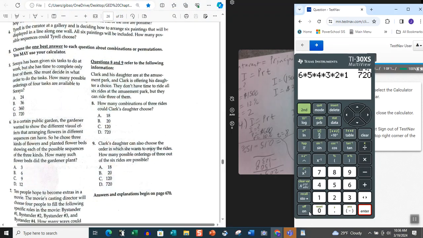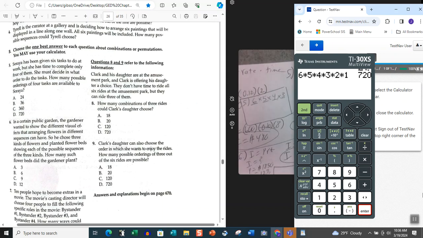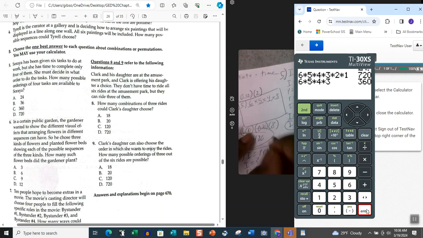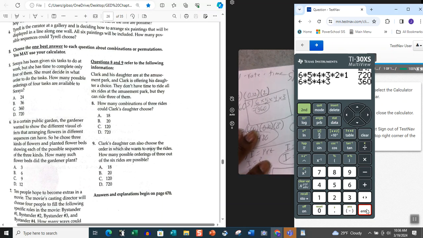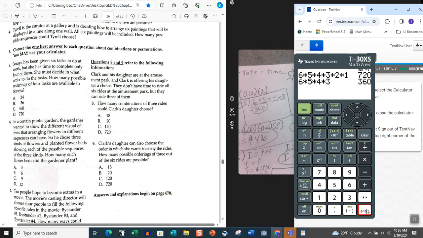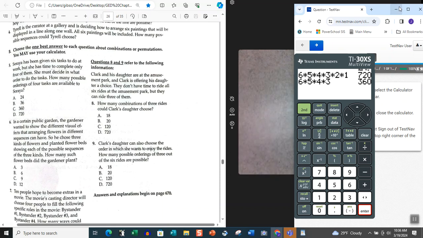Sometimes this computer be acting up. But let's move that over here. Okay, so we'll multiply that. And if you notice here, we could just multiply 6 times 5 times 4 times 3. And that gives us 360. So number 5 is 360. All right, so now we go to problem number 6.